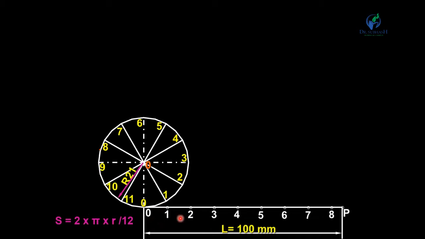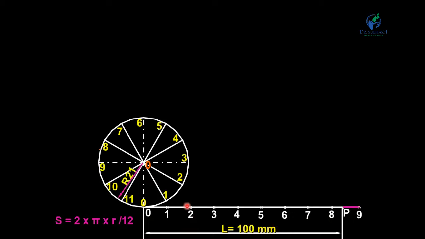So 0, 1, 2, 3, 4, up to 8, and the end point at 100 mm is P. Finally this point is the 9. So we cannot divide this line into the 12 divisions according to this distance, because to divide into 12 divisions the required length should be 132 mm, but here the length is equal to 100 mm.